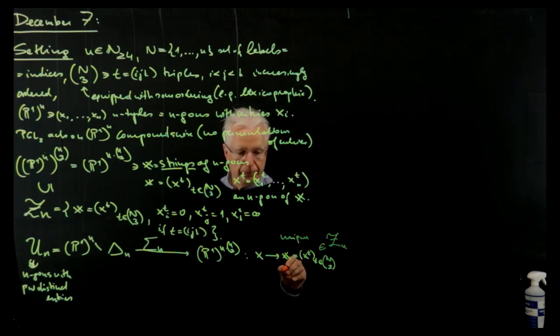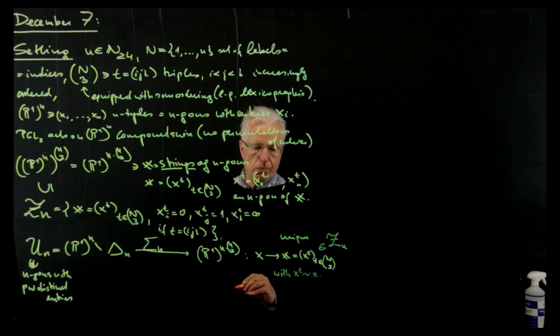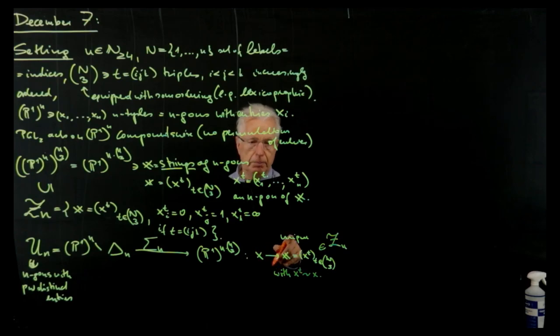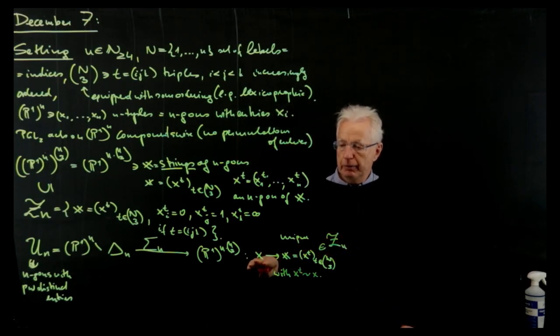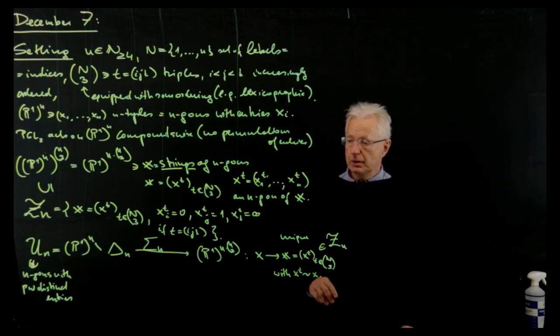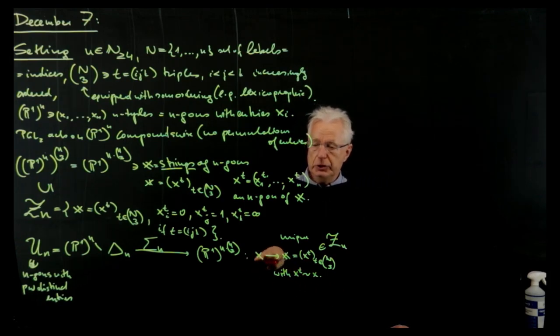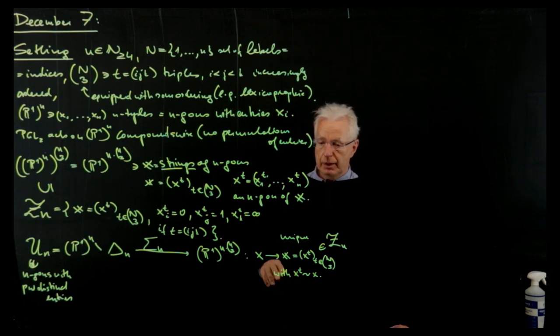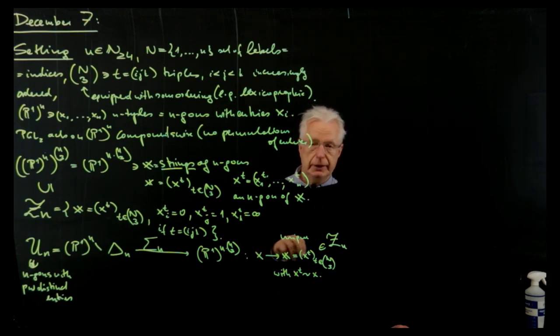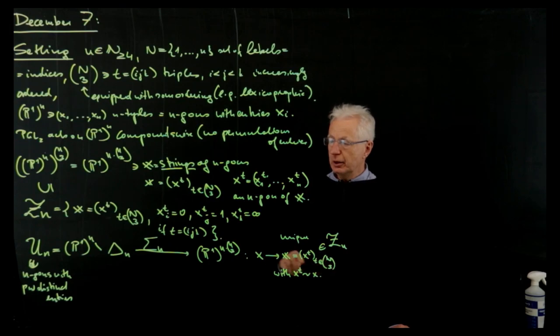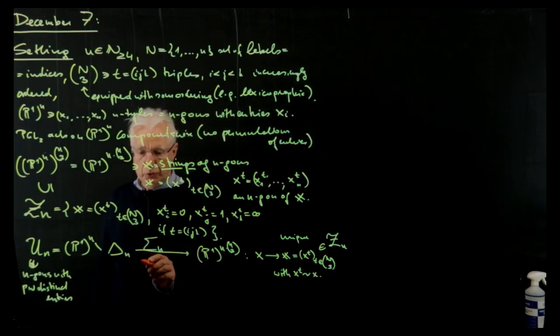It is unique with x_t equivalent to x. I hope my notation is clear. Whenever I write boldface, I mean a string. And whenever I just write x or x_t, I mean an n-gon. So that's a unique choice for each t of a representative of x. Okay, so this map is constant on orbits.